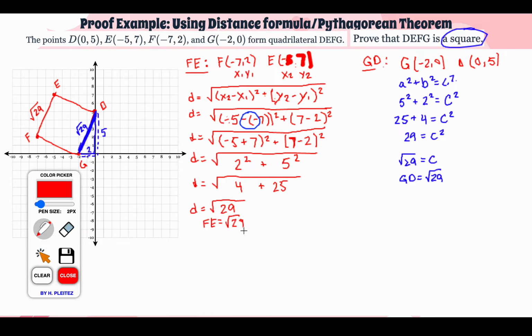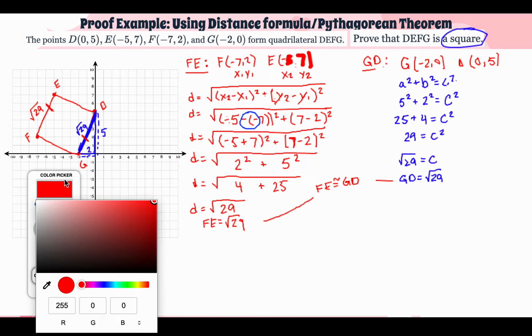So what I like to do when I do my proofs is as I get findings, I like to write them in. So I'm going to draw arrows, and I'm going to say, hey, FE is congruent to GD. Right? And I'm going to go ahead and label that, even though we have the numbers, with my geometric markings as well. We're not done yet, though. We need to still find the distances of the other two sides.